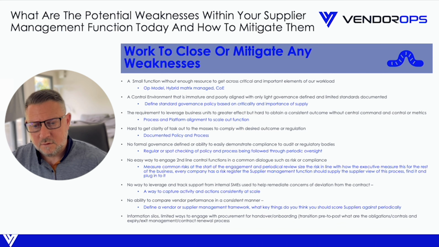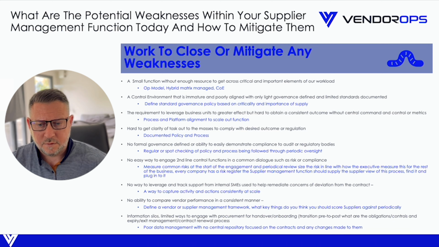Information silos is a big one. We see a lot of good work happening in management of vendors, but we see them bunched up in disconnected departments or teams, and there's limited ways to engage with the right team that's next in the process line, because either the end-to-end process has been poorly defined or it's part of a handover from procurement into onboarding. So typically we have this drop-off of information.